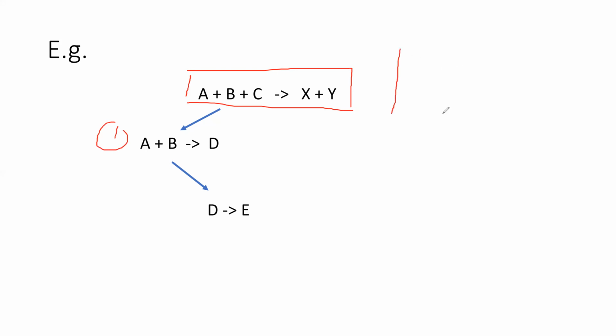if I have a test tube or a beaker with A, B, and C, so when this reacts, it becomes X and Y. First, A and B react to form D. So it forms D. And then in my second step, D dissociates into E. Well, not dissociates, it transforms into E. It's going to be E.